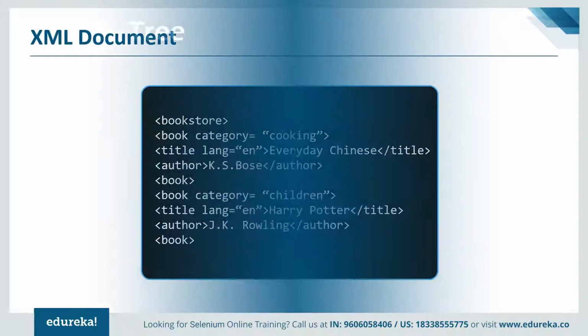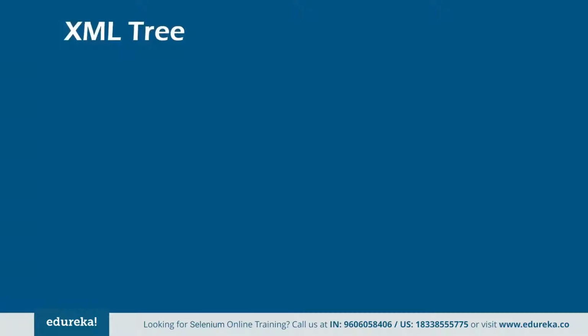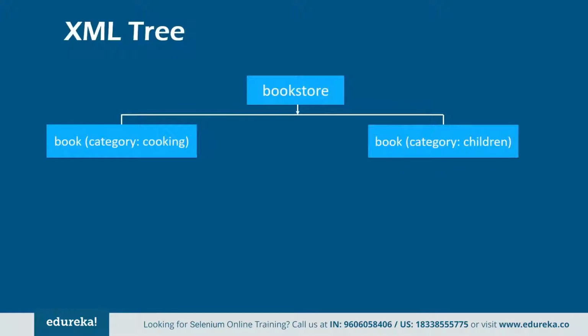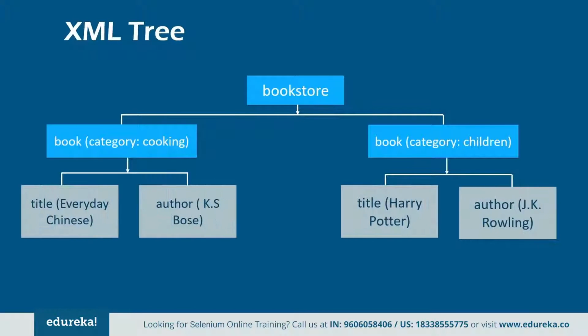Now let's try to visualize this document in a tree-like structure. So bookstore is the root node. It has two children, both are book. The category for the first is cooking and the second is children. And below that, both have two tags, that is title and author.